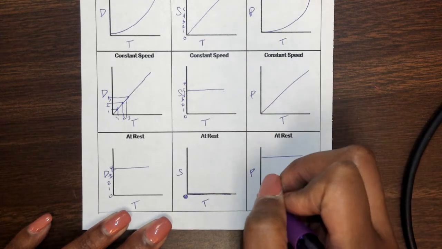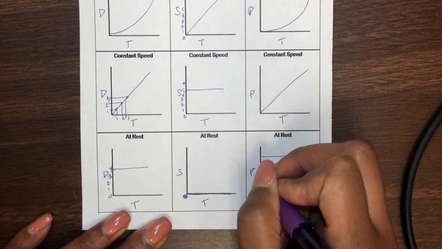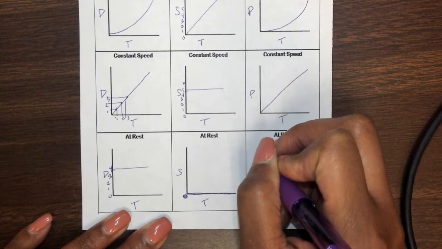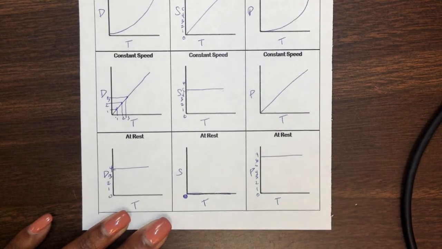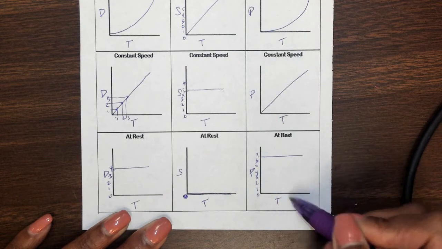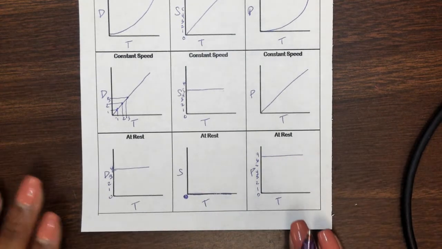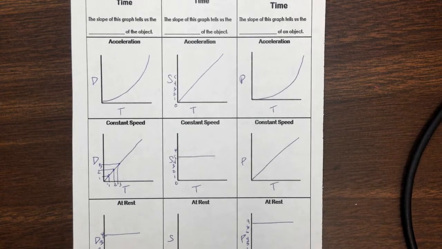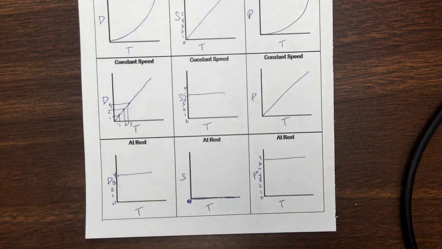And then a PT graph, you can draw the line anywhere. And if you put numbers by it, the position does not change. The person stays at this position for this entire amount of time. So that is exactly what these graphs should look like. Please review them. Thanks.